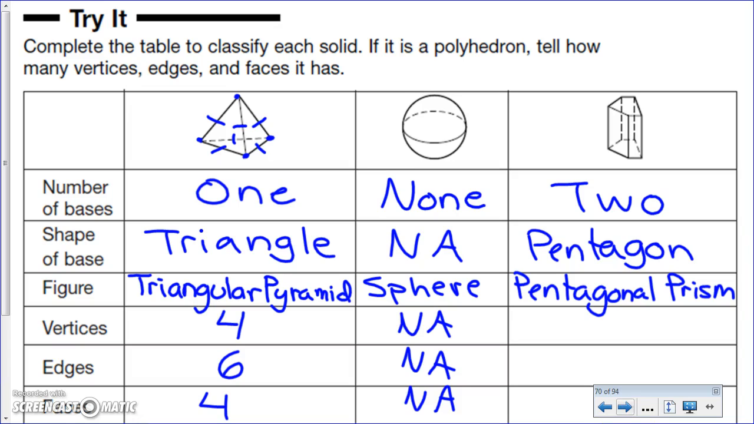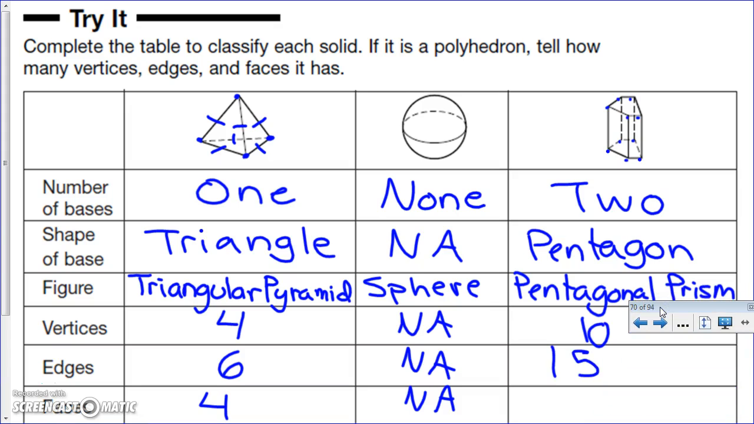For the number of vertices, we're going to count each of the points where the edges come together. In this case, we have 10. 5 on the bottom, 5 on the top. All right, then we're going to count the number of edges it has. And we know we have 5 edges on the top, 5 on the bottom, and then if you look, you can count 5 on each side, so it's 15. And then finally, the number of faces, we have the 2 bases and the 5 sides, so it becomes 7.